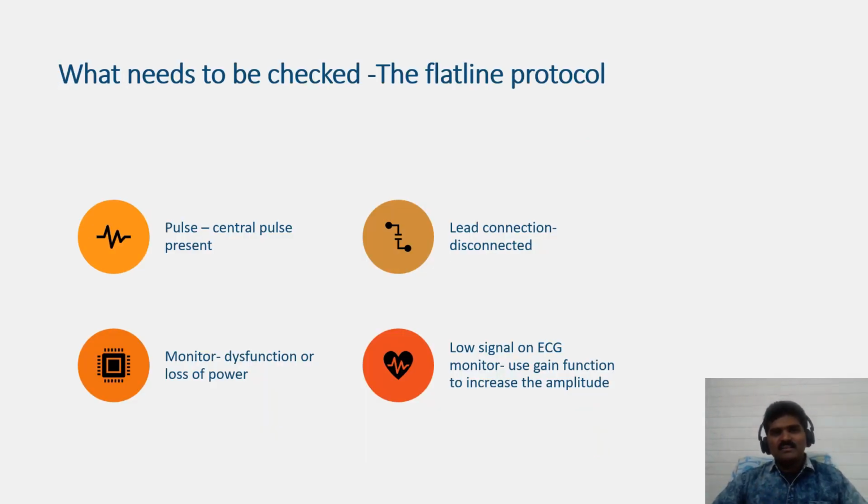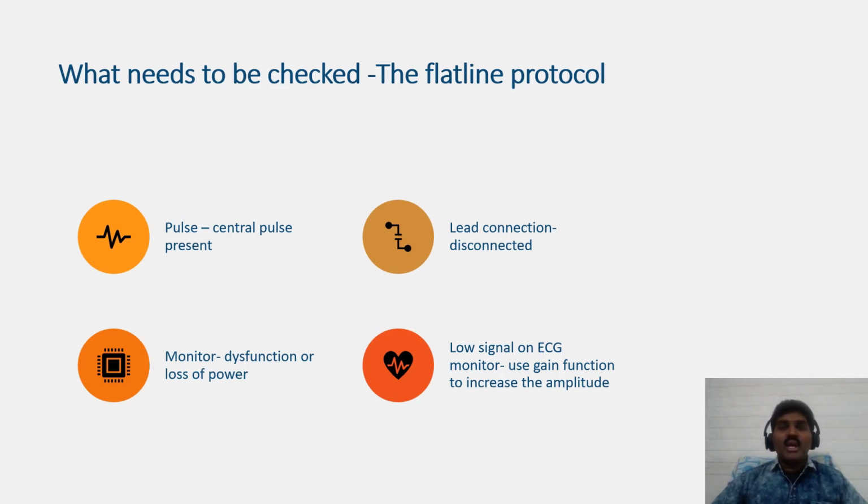These are the things, also called the flatline protocol. First and foremost thing that you need to check when you see a flat line is the pulse. A central pulse, if present, effectively excludes cardiac arrest and thus asystole. But the most common cause for this apparent paradox, when the patient has a central pulse but the monitor is showing a flat line, is disconnected leads. You need to check for any lead disconnection.